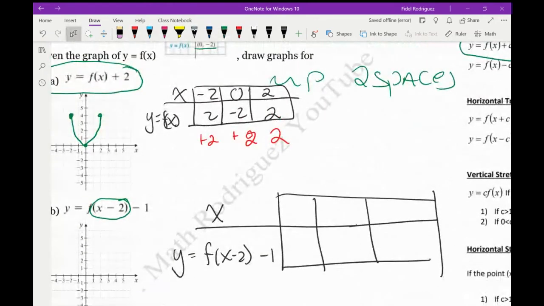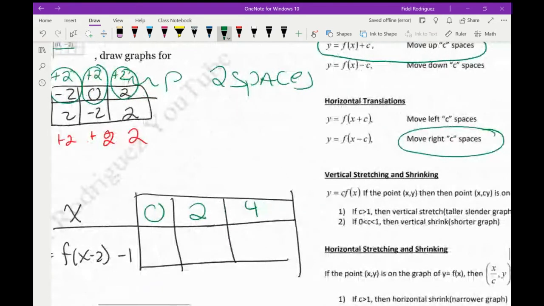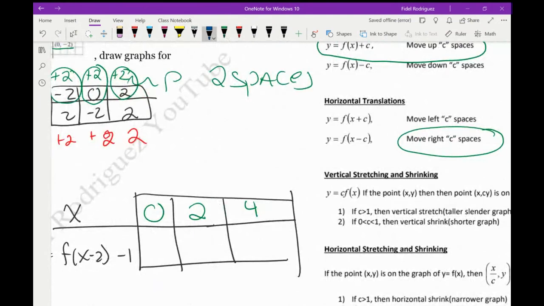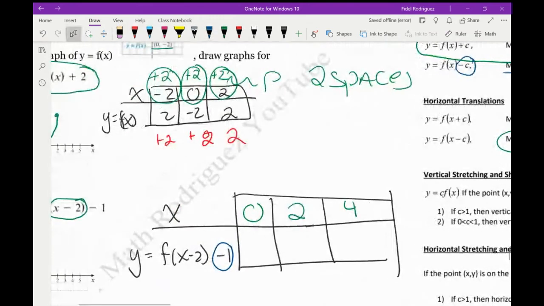So I'm going to take my x numbers right here, y'all, and I'm going to add 2 to each of them. So -2 plus 2 would be 0. 0 plus 2 would be 2. 2 plus 2 would be 4. Right? Good. And then over here, see how we have that -1 on the outside? -1 on the outside means we're going to go down 1 spot.